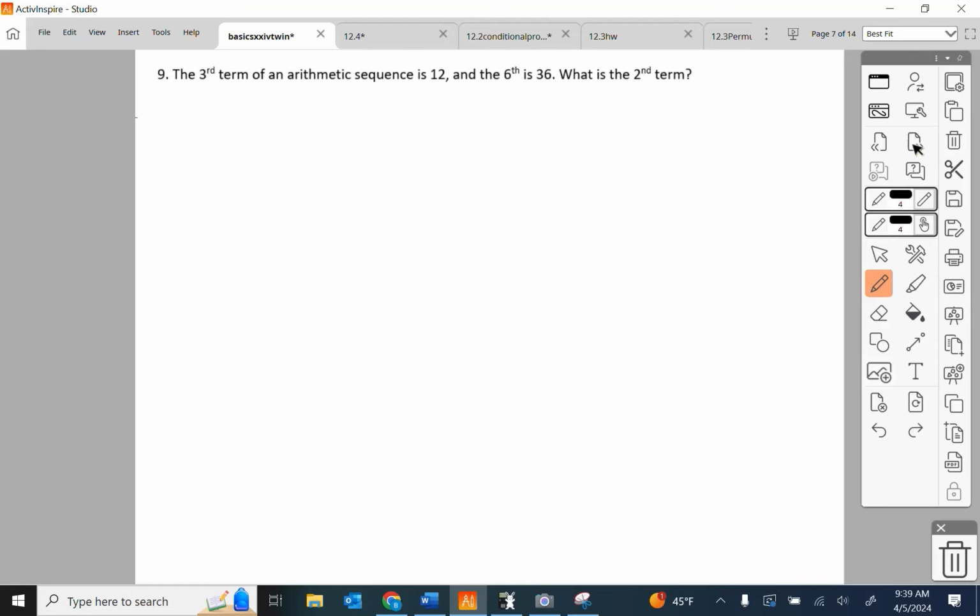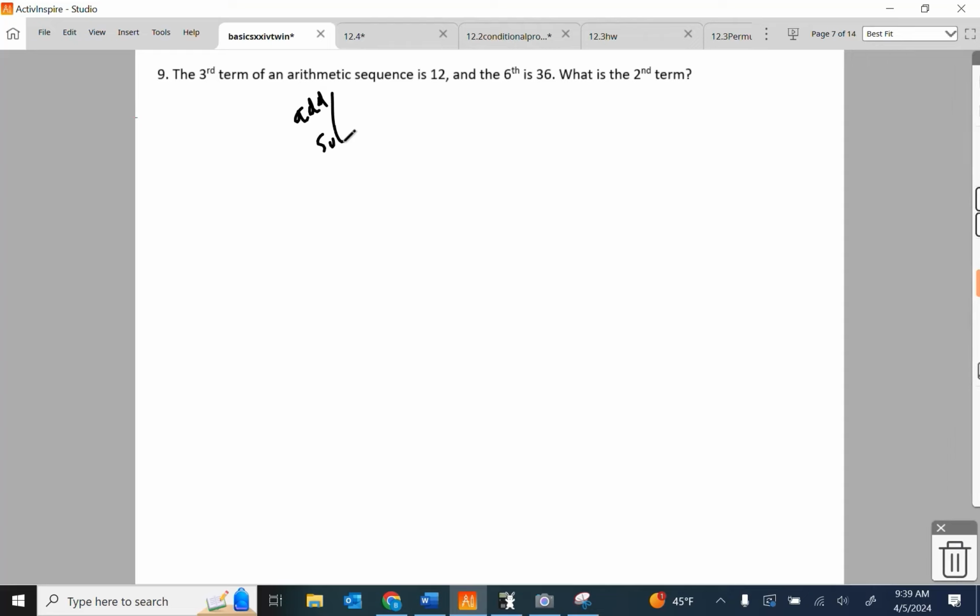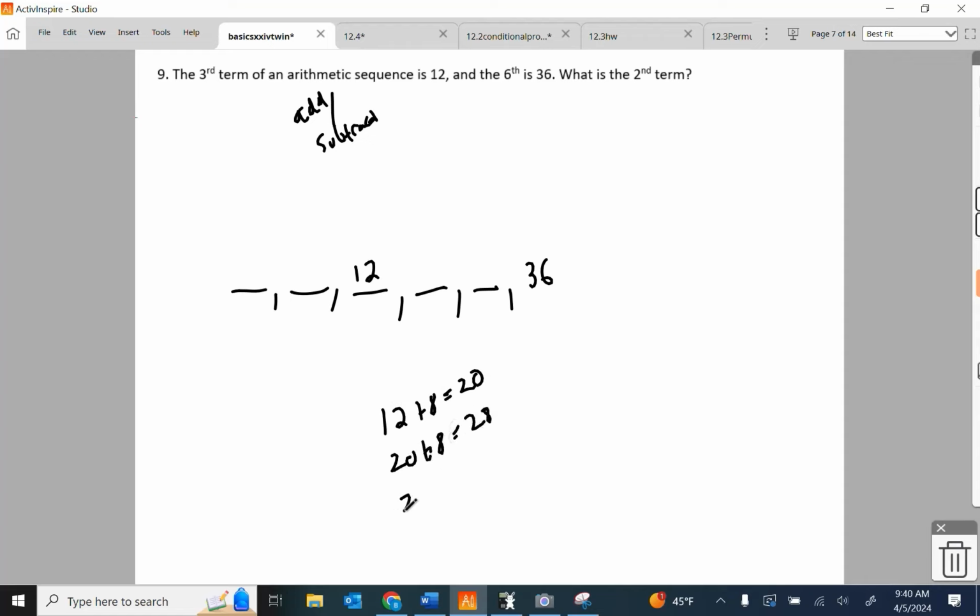All right, moving forward. The third term of an arithmetic, which means we add or we subtract, is 12. The sixth is 36. And you just kind of use your brain on this. 12 plus 8 is 20. I just happened to guess the first number there, but I know that 12 plus 8 is 20. I know that 20 plus 8 is 28, and I know that 28 plus 8 is 36. So there's the pattern. All right? I want the second term. That would be this guy. It would be 12 minus 8. 4. Done.